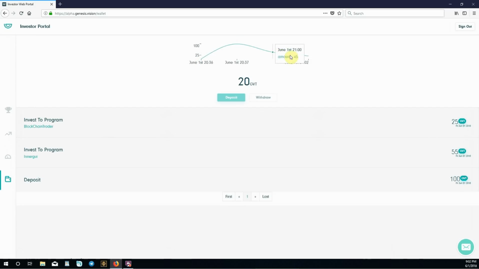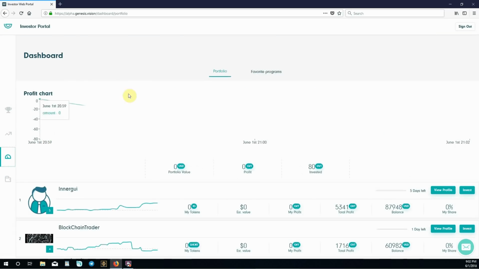Again, this is a visual representation of the amount that has been in our account. And these are who we invested to and how much, deposits, withdrawals. You can see all of that here. Let's check out our dashboard. Our portfolio now has investment programs within it. Here is the visual representation of it.